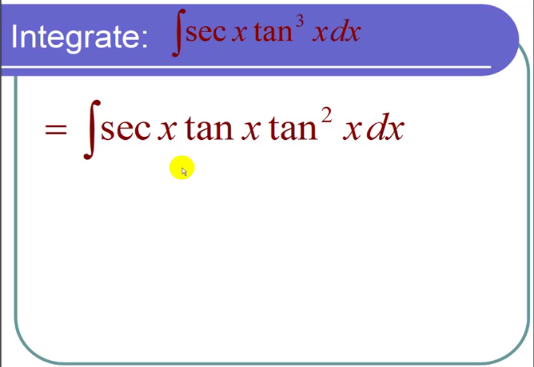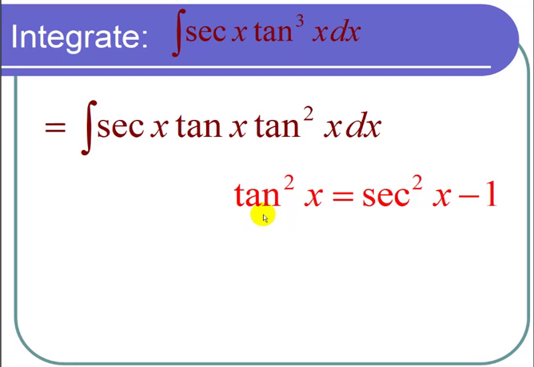So we're left with the secant of x times tangent of x times the tangent squared of x dx. Our next step is to realize a trig identity to help us turn this tangent into a secant. The trig identity is the tangent squared of x is equal to the secant squared of x minus 1. We want that because if du is secant of x tangent of x dx, then u is secant of x. So we want to make sure we don't have tangents, but we have secants.